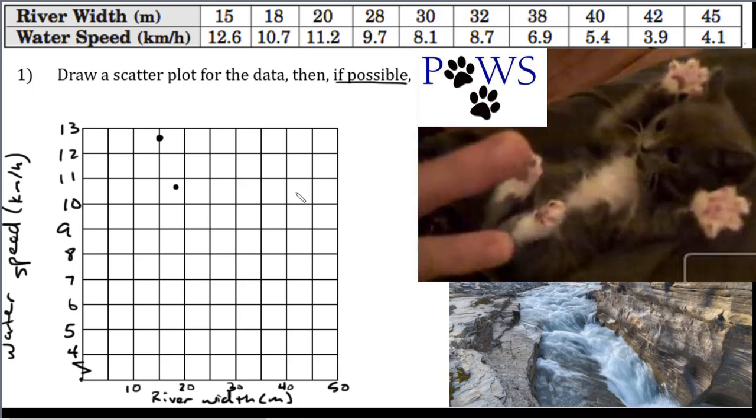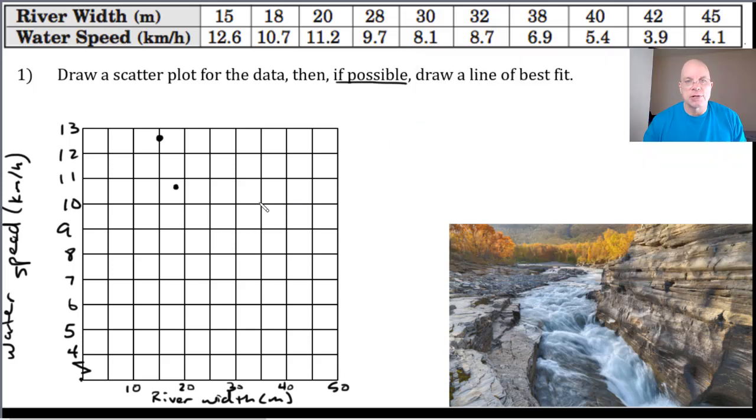I'm going to try to use a fast motion feature, so I'm going to plot these without talking and then try to speed it up so this video isn't overly long. Okay, that's my best effort at plotting those points, and now there's clearly a correlation in the data. As the river width increases, the water speed decreases, and so I'm going to try to draw a line of best fit.